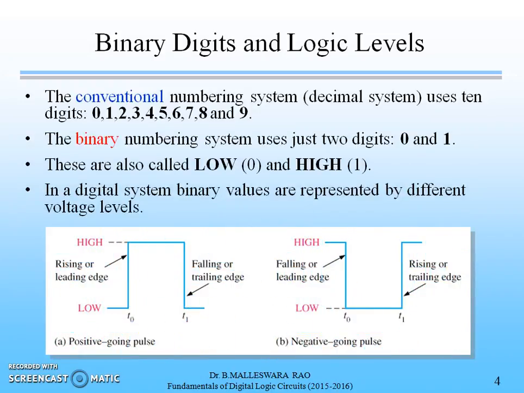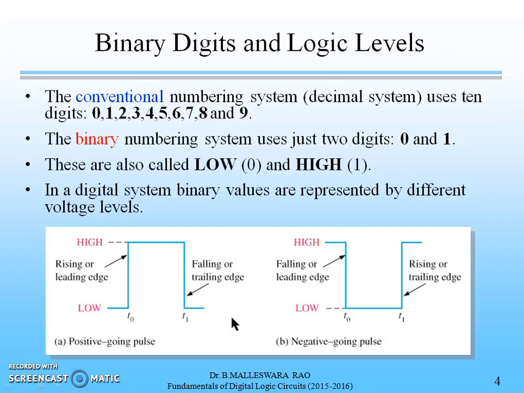We are all familiar with the conventional number system which uses 10 digits from 0 to 9. This system is called the decimal system. For digital systems, the binary number system is more appropriate. This system just uses 2 digits, 0 and 1. Binary digits are also often expressed as low and high levels. In a digital system, binary values are represented by different voltage levels.